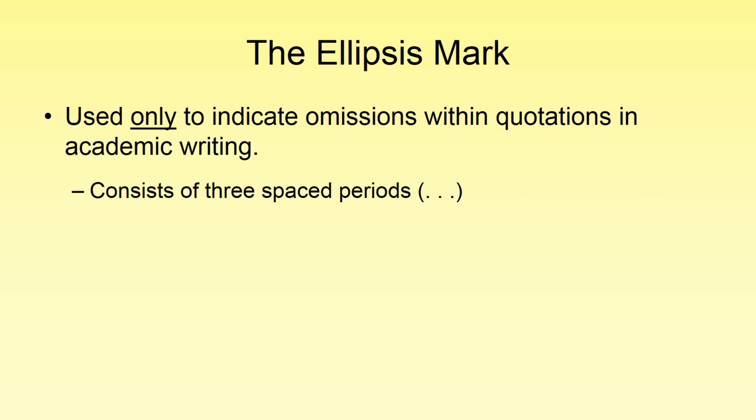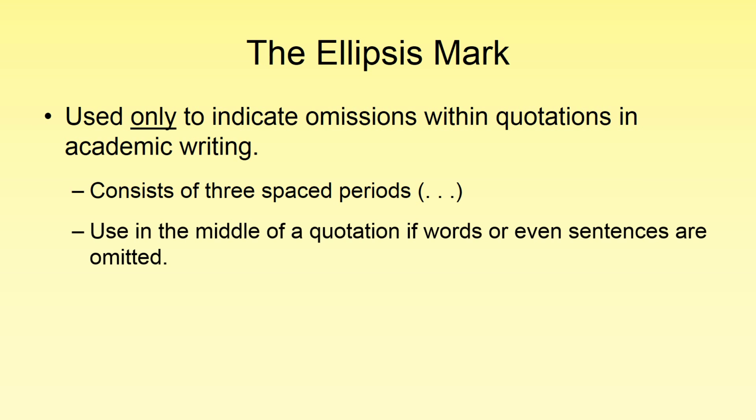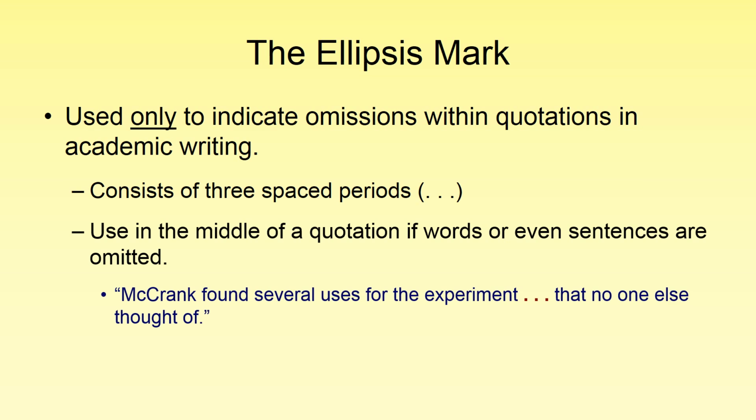The ellipsis mark is much the opposite of brackets. We use brackets to add information to quotations, and we use the ellipsis to denote leaving things out of a quotation. So it consists of 3 spaced periods, and it comes in the middle of a sentence or between sentences. We don't want to have it at the end of a sentence as you'll normally see in informal communication like on Facebook or something similar. We want to have it in the middle. Okay, and let's take a look at an example.